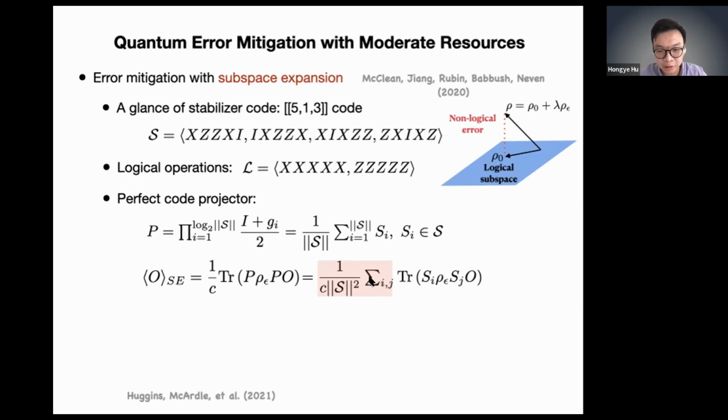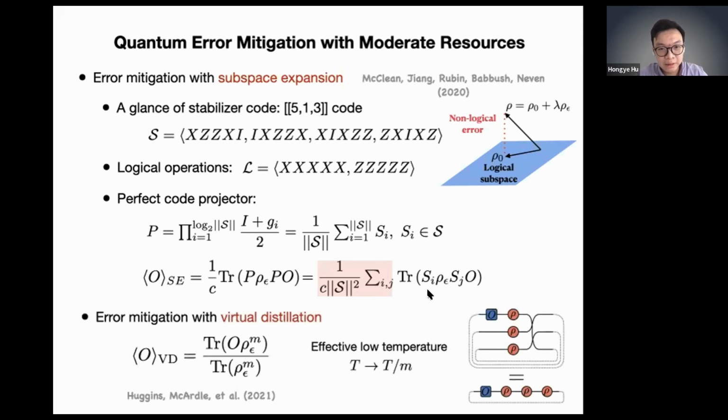However, the caveat is that in order to expand this projector, we have a huge summation over all the group elements, and that is going to scale exponentially with the total number of physical qubits. Suppose one has 20 physical qubits to protect the 1 logical qubit. There are already 1 million group elements in the stabilizer group. So this summation is not really scalable.